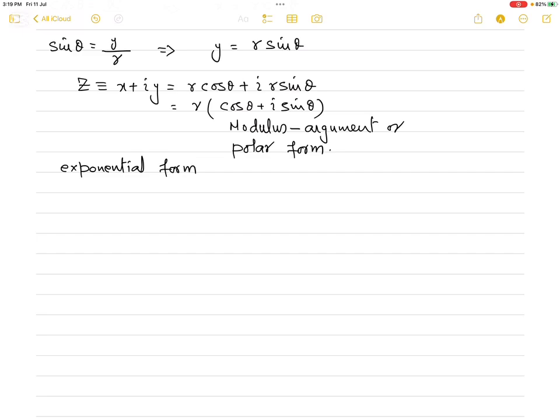And it is written as e power i theta. So let's check an example. Suppose we are told to find the modulus and argument of z equals 2 plus 2 root 3 i.